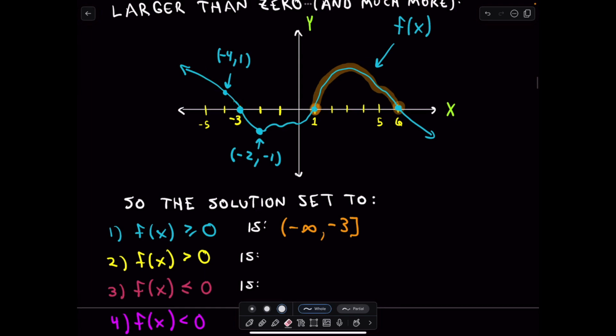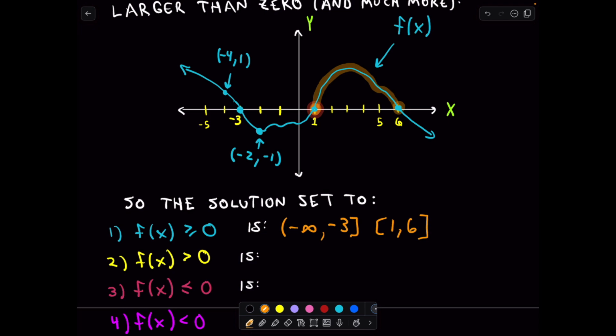And then we skip some stuff. The next place where we get something that's 0 is when x equals 1. Along this portion of the graph, all of the outputs are either 0 or larger, and that corresponds to this interval of x values. So we start at 1, and we go up to, and we include, 6. Up to and including 6, so I'm going to include that also in brackets.